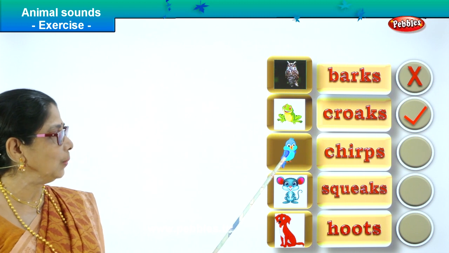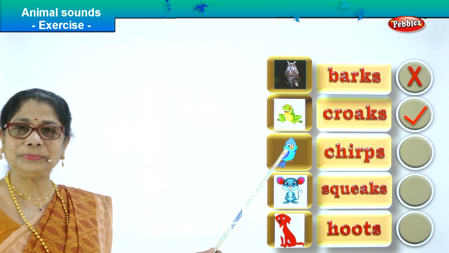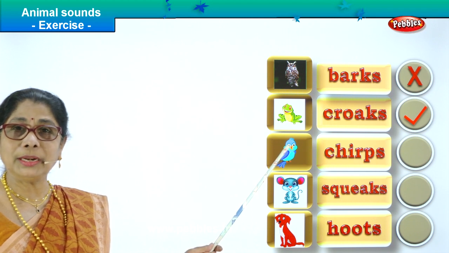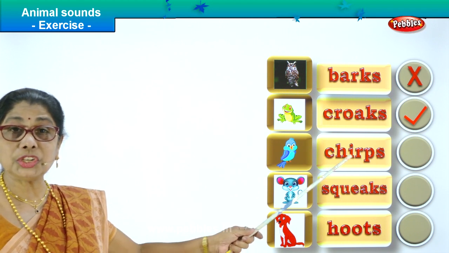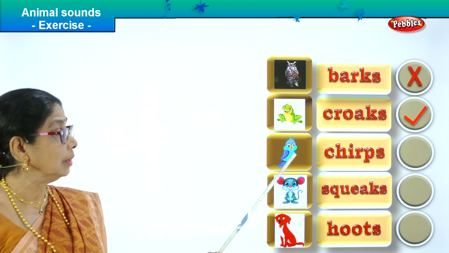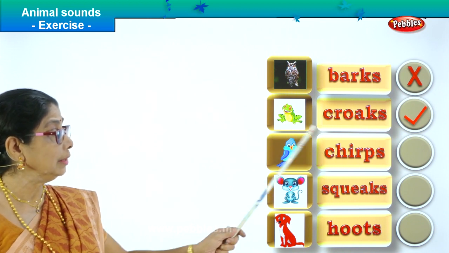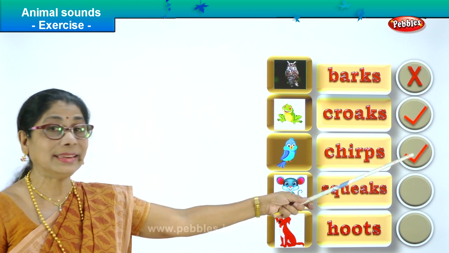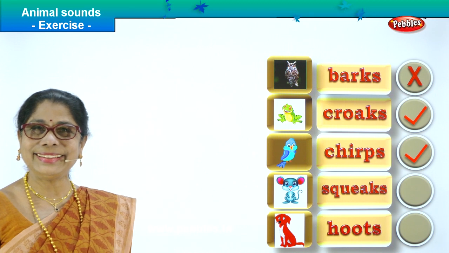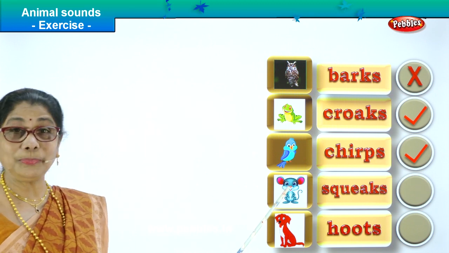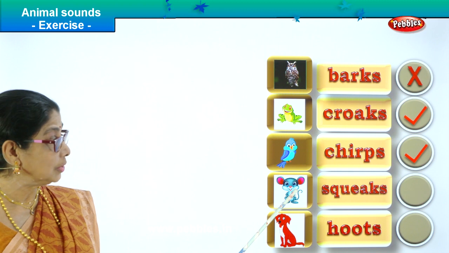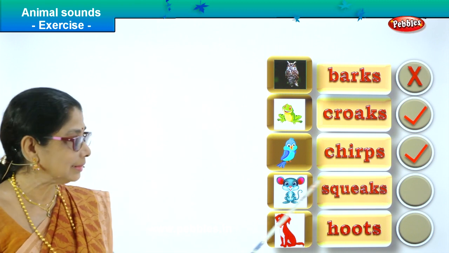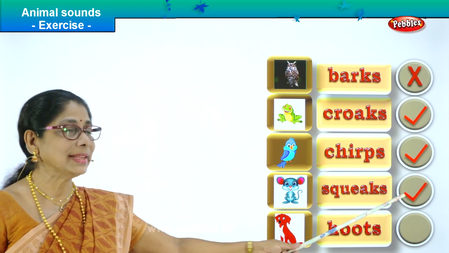Let's look at the third one. Here's the little bird. It comes and sits by your window. What is the sound made by the bird? Chirps. A bird chirps. Chirping of the bird you hear early morning. Okay, bird chirps. Is it correct? Yes. The sound is correct. So we put a tick here. Good. Let's look at the next one. We have a little mouse here. The mouse squeaks. Correct? Yes. The mouse squeaks, and that's correct.